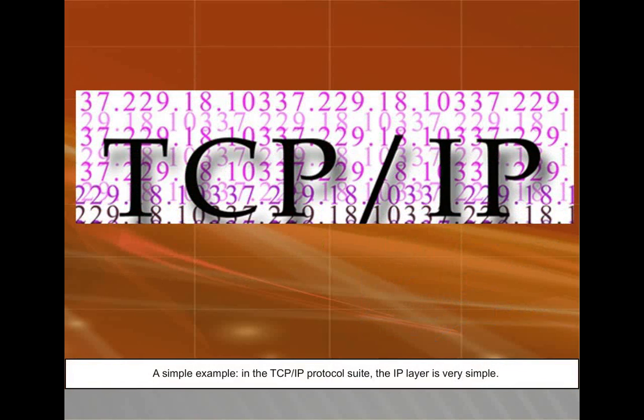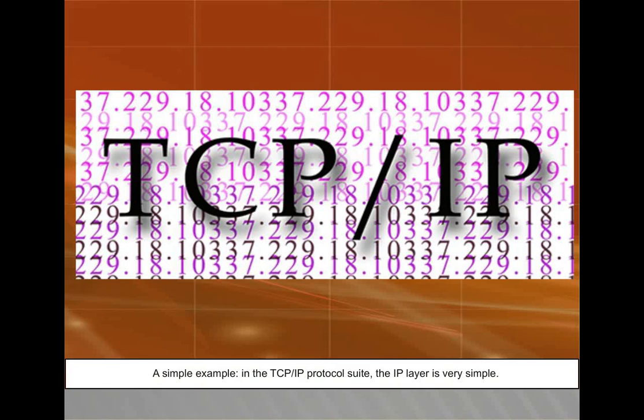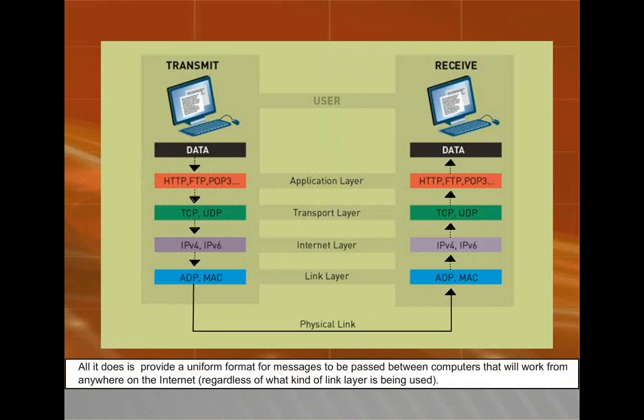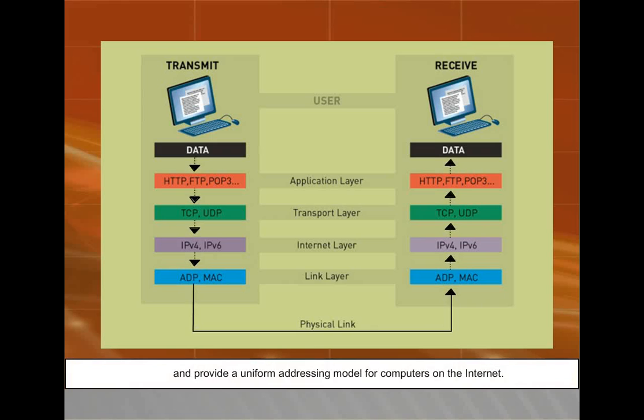A simple example: in the TCP/IP protocol suite, the IP layer is very simple. All it does is provide a uniform format for messages to be passed between computers that will work from anywhere on the internet, regardless of what kind of link layer is being used, and provide a uniform addressing model for computers on the internet.